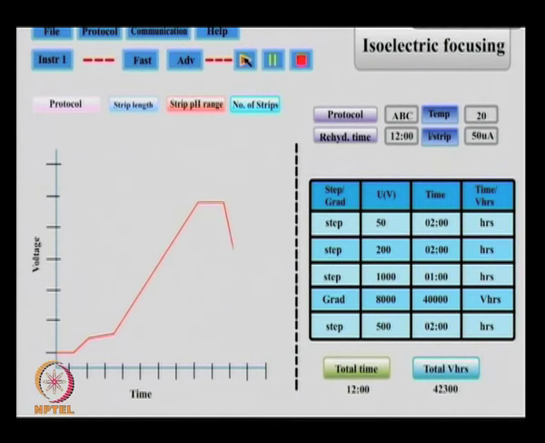So, SDS-PAGE, which constitutes the second dimension of two-dimensional gel electrophoresis, involves assembly of the gel apparatus, gel casting, equilibration of IPG strip, followed by placement of the IPG strip on the gel and protein separation.